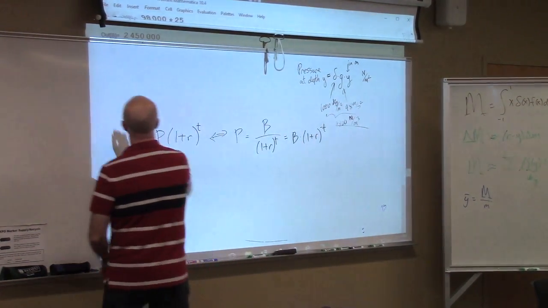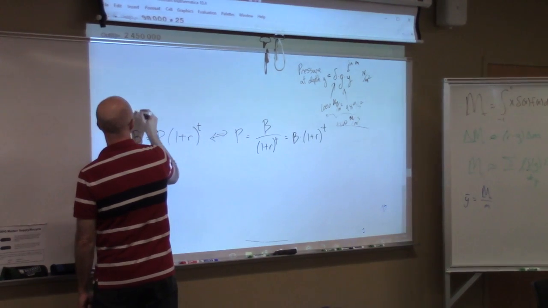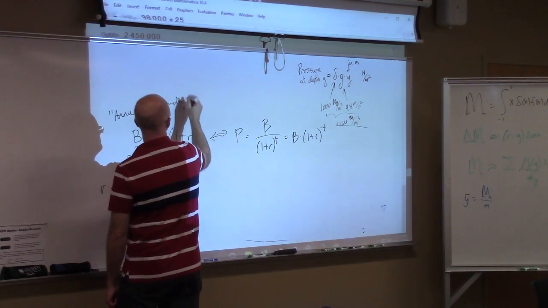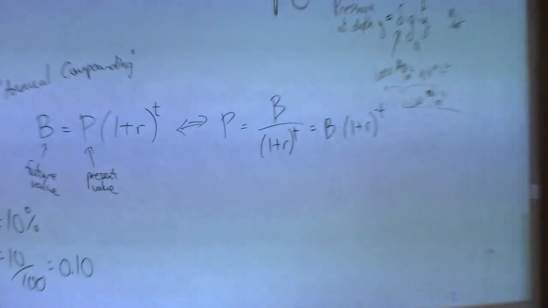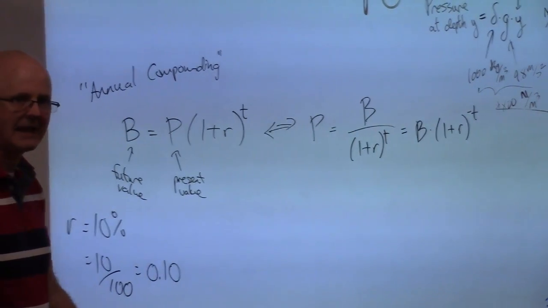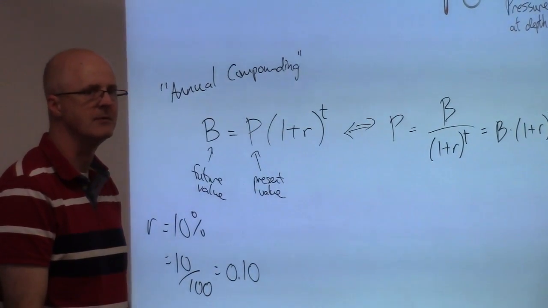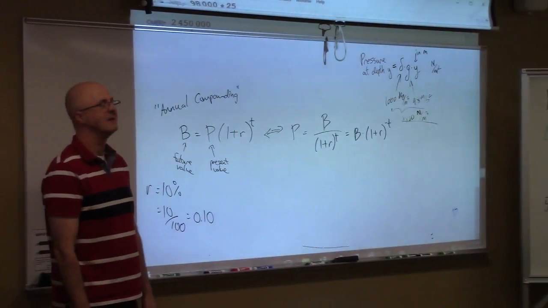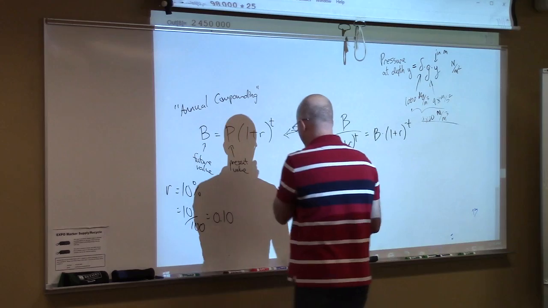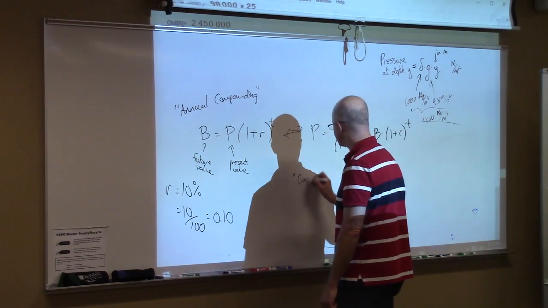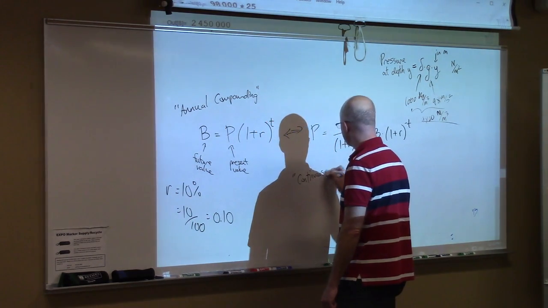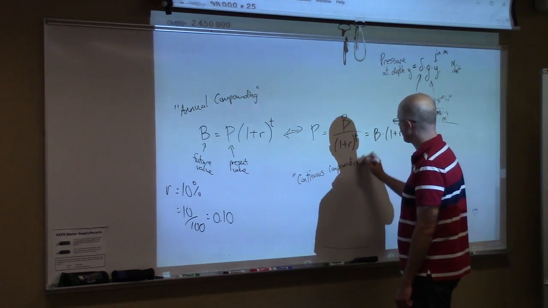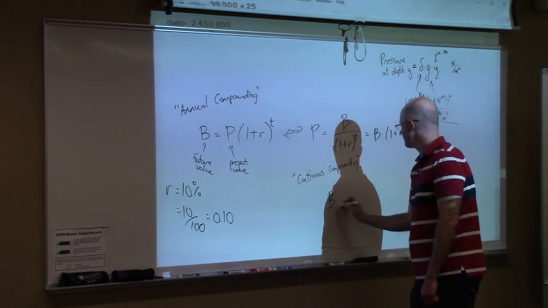This is annual compounding. But again, it doesn't have to be a bank account. And in bank accounts, oftentimes things are compounded quarterly, once every 3 months, 4 times a year. But it doesn't have to be that. For continuous compounding, the relationship looks like this.